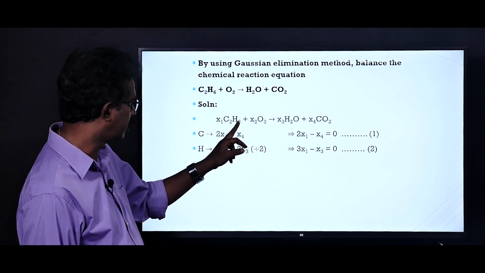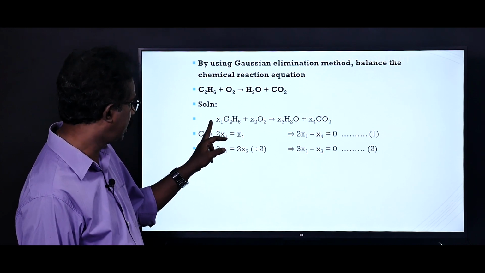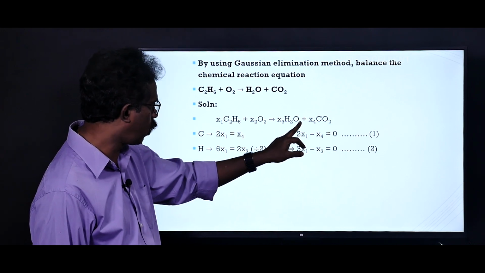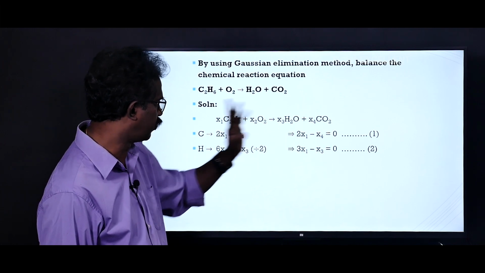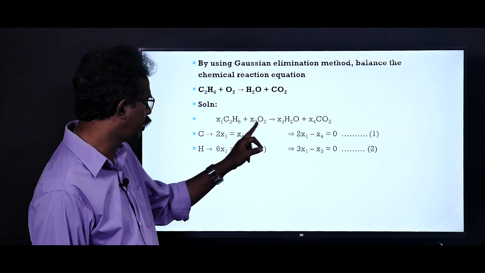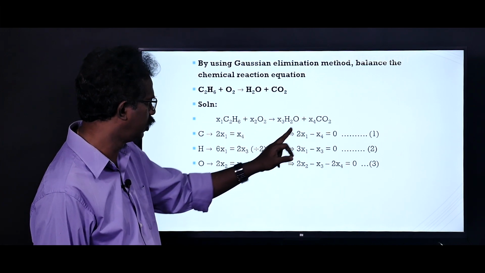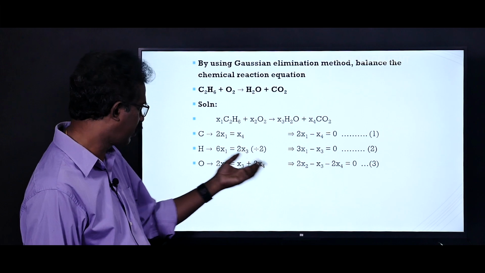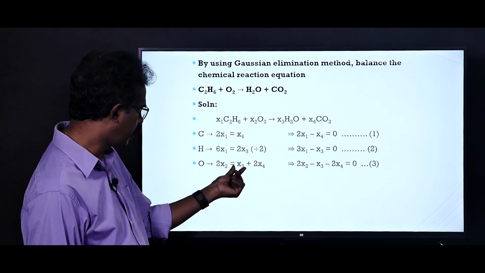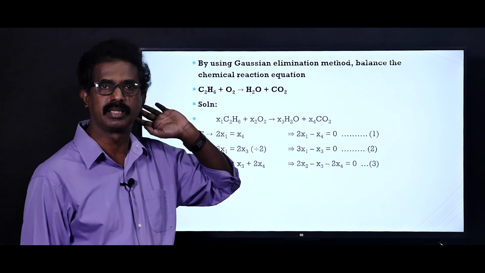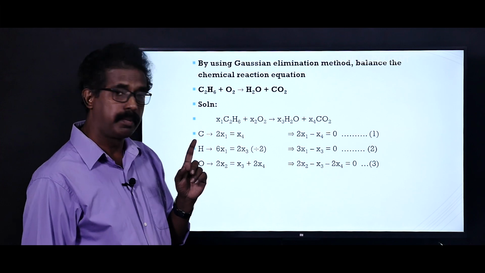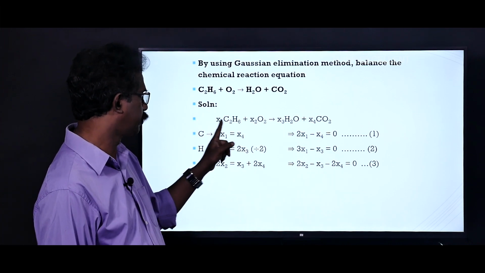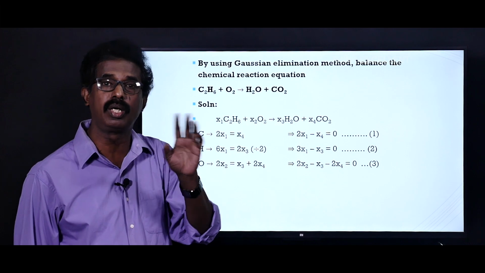So first carbon, hydrogen, now oxygen. On the left side, there is no oxygen here, here 2x2, right? 2x2 is equal to, here oxygen, both terms: 1x3 plus 2x4. So 2x2 is equal to 1x3, that is x3, plus 2x4. You cannot cancel anything here. Bring everything to one side. Arrange it: 2x2 minus x3 minus 2x4 equal to 0. So 3 equations. Now the usual method. But remember the number of unknowns is 4 here: x1, x2, x3, x4. After finding all the values, you substitute here. But x1, x2, x3, x4 must be whole numbers, they cannot be fractions.